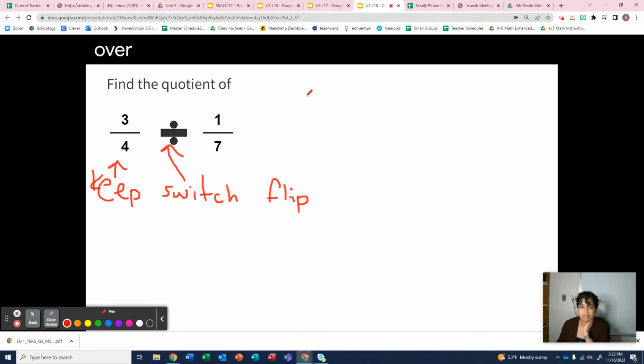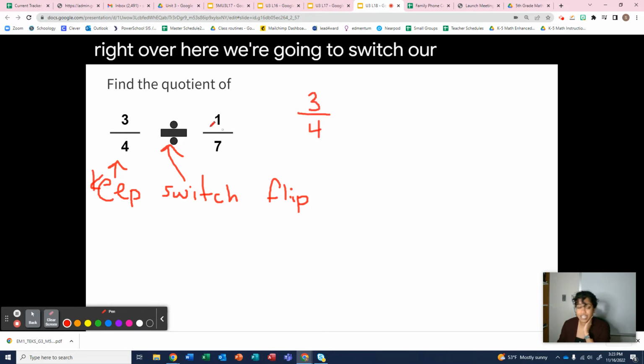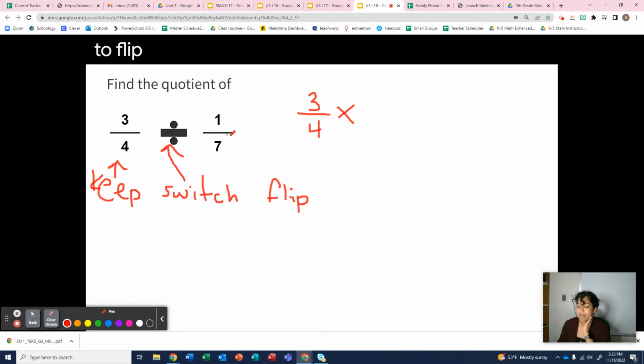I'm going to put that right over here. We're going to switch our operation from division to multiplication. And then we're going to flip our second number. So we have 1/7. We are going to flip that to 7/1. So now we're going to go ahead and multiply.